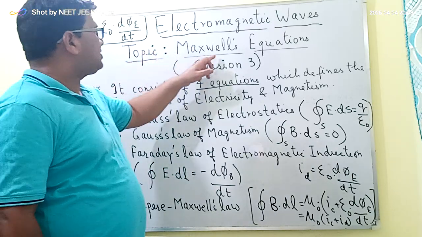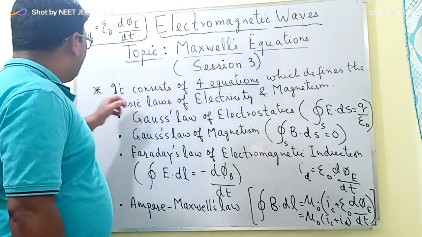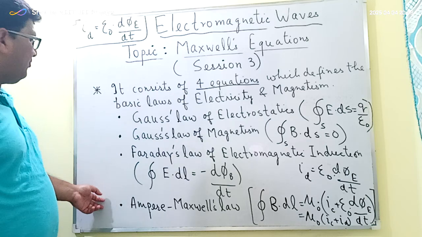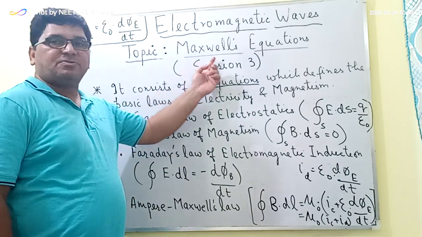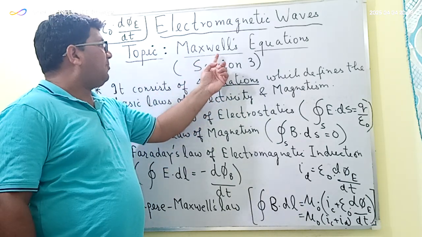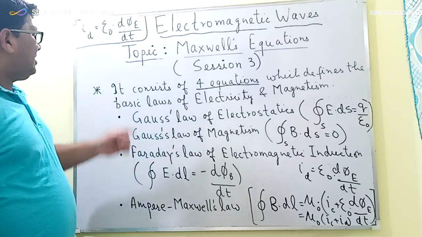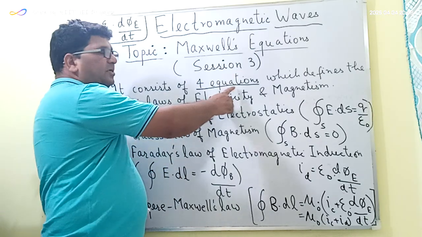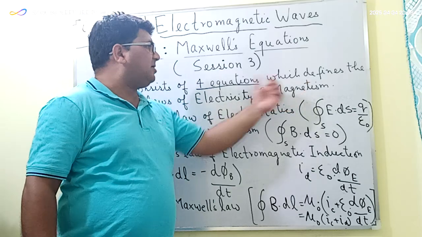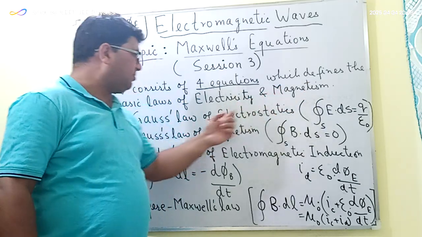The topic is the Maxwell equations, and based on this topic I have written here a few points which will help us to understand the topic of Maxwell equations. So Maxwell equations basically consist of 4 equations which define the basic laws of electricity and magnetism.